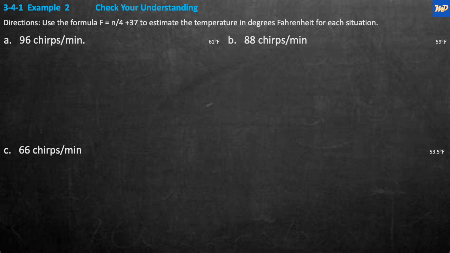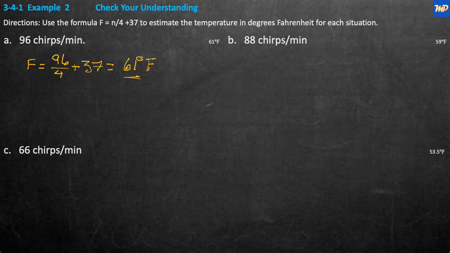Okay, so now that you're back, let's try A. So we're going to write down the formula. F, I'm just going to write it right out with the numbers, equals what? N, and N is 96. F is equal to 96 divided by 4 plus 37. And if you do that math, you're going to find out that the answer is equal to 61 degrees Fahrenheit. 96 divided by 4 is going to be 24. Instead of 25 for 100, it'll be 24. 24 and 37 is 50, and 4 and 7 is 11, so 61.